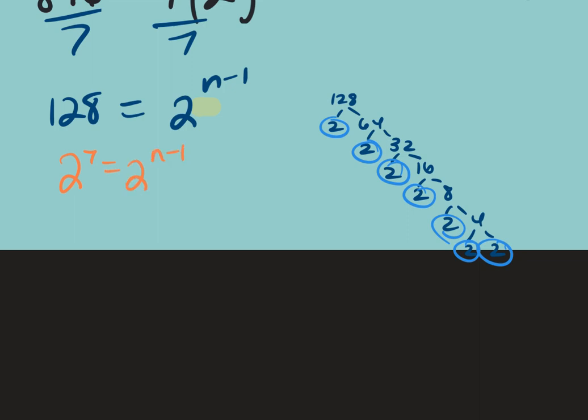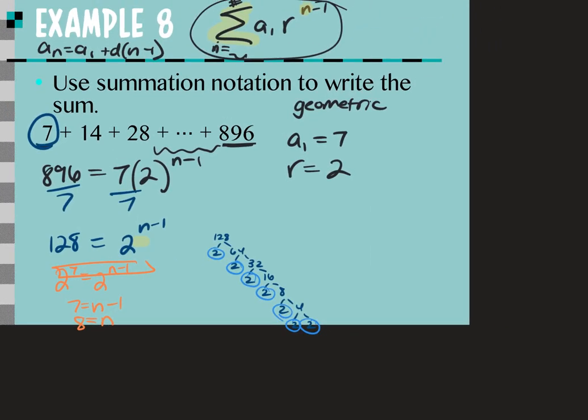A factor tree. So if you don't know how to break it down, it's called a factor tree. You would have what? I would probably just multiply, which is fine. Same thing. Now my bases are the same. Set my exponents equal: 7 equals n minus 1 and n equals 8. Now I know the number of terms in this sequence, which is 8.